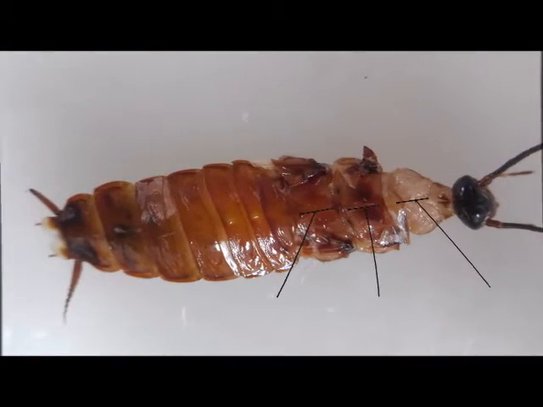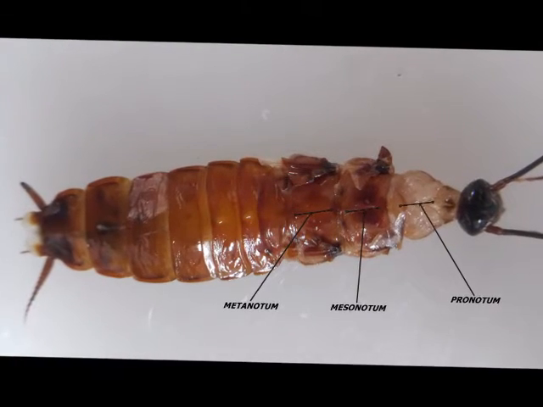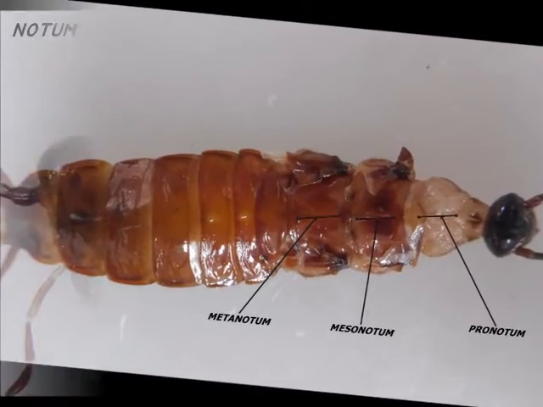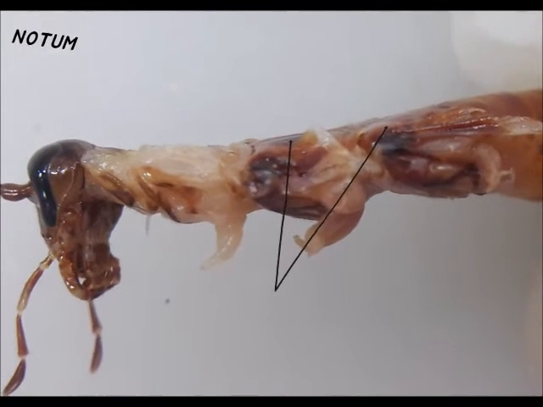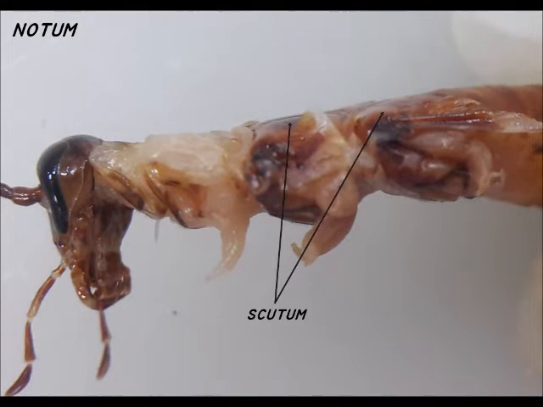In turn, the notum of the prothorax is called the pronotum. The notum for the mesothorax is called the mesonotum, and the notum for the metathorax is called the metanotum. The notum is further subdivided into an anterior scutum and a posterior scutellum.